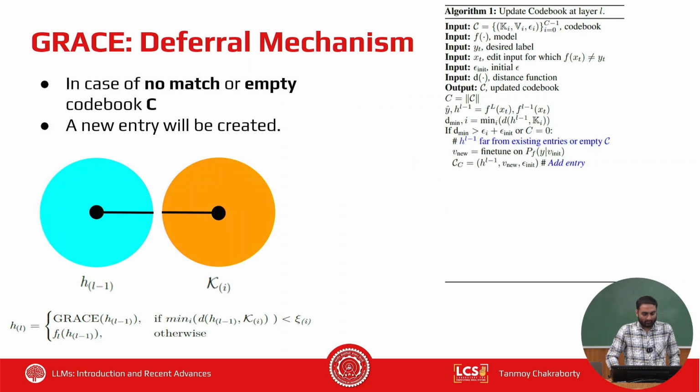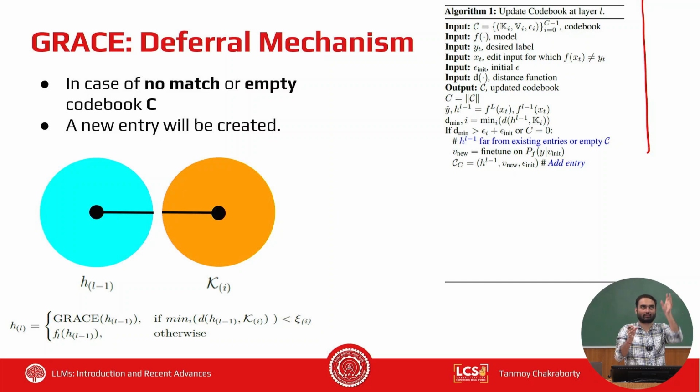Okay, all right. Now let's look at the algorithm. I will discuss the algorithm as well as the pictorial representation of the algorithm. So the code base is just a memory which looks like a code base, right, where you store the key, the value, and the radius, k, v, and epsilon for every concept, for every knowledge. So this GRACE adapter is basically attached to a layer.